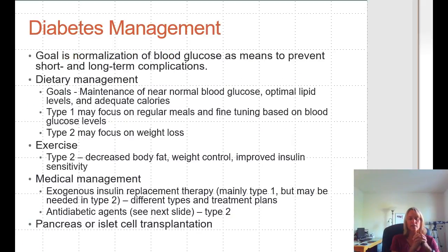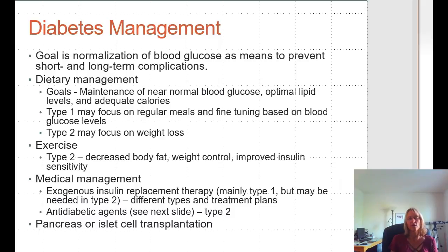Okay, jumping ahead, let's look at the management of diabetes mellitus. The goal is to normalize blood glucose in order to prevent complications. So through diet, you're going to try and maintain near normal blood glucose levels, maintain optimal lipid levels, and get adequate calories. Type 1 is probably going to have to focus on regular meals, and fine-tune it based on blood glucose levels.